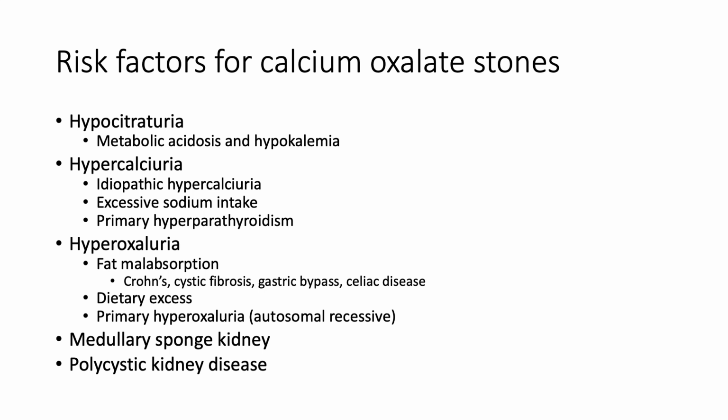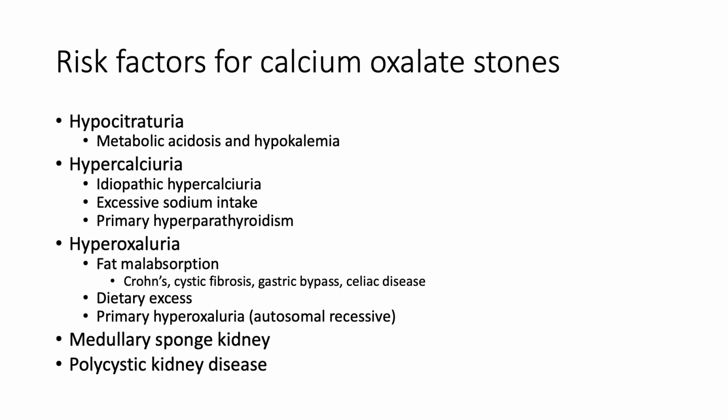Now, calcium oxalate stones are the most common cause of kidney stones, and there are a lot of different risk factors that can increase your risk of calcium oxalate stones. One of them is hypocitraturia. If you have low citrate in the urine, the citrate typically is going to sequester calcium, preventing it from combining with oxalate. And so, if you have low citrate, that could predispose you to this. It's typically seen in patients with metabolic acidosis and hypokalemia.